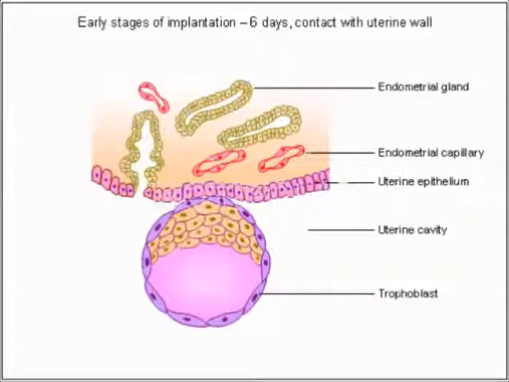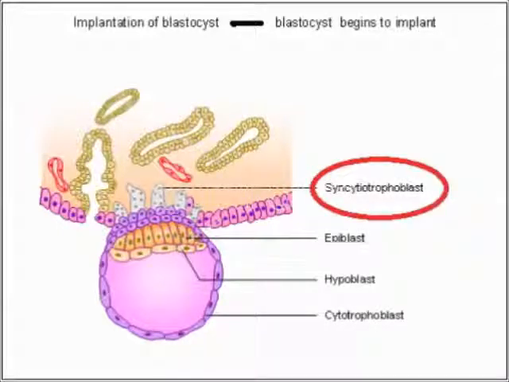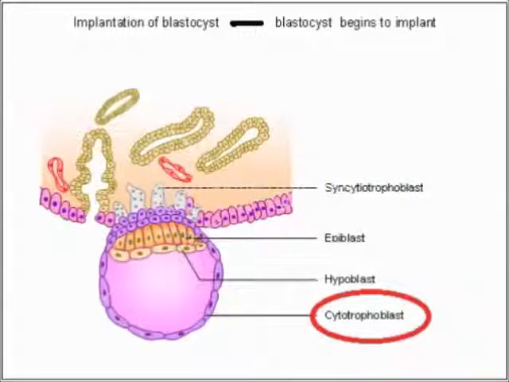About 6 days after fertilization, the blastocyst loosely attaches to the endometrium, a process called implantation. About 8 days after fertilization, the trophoblast develops into 2 layers, a syncytiotrophoblast and a cytotrophoblast.